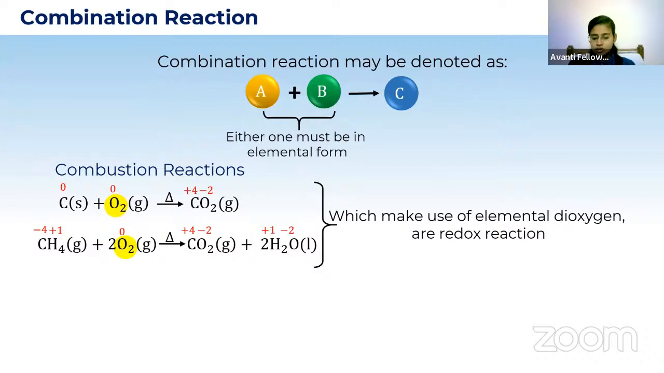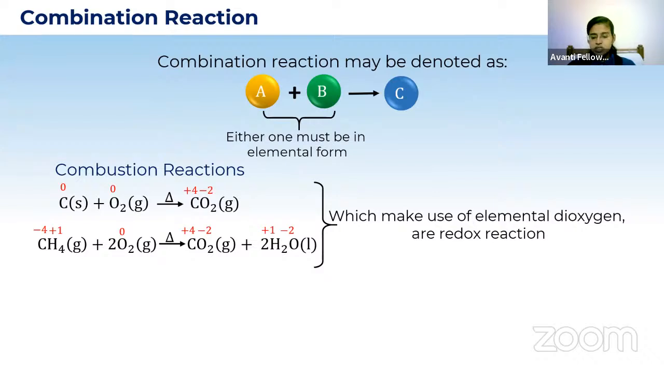Is it clear for all of you? Do you have any doubt from the 2 examples given here? Are you all able to understand why these 2 reactions are called redox reactions? Because both oxidation and reduction take place.